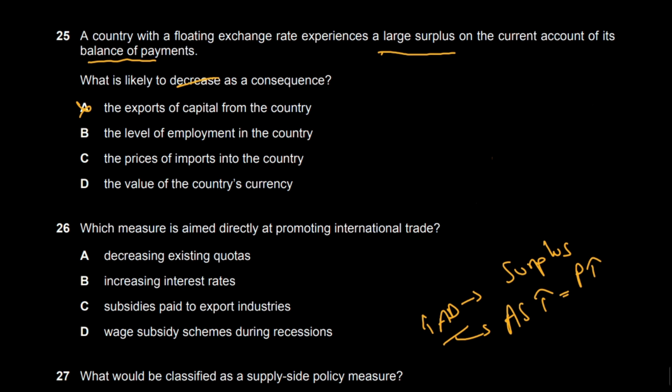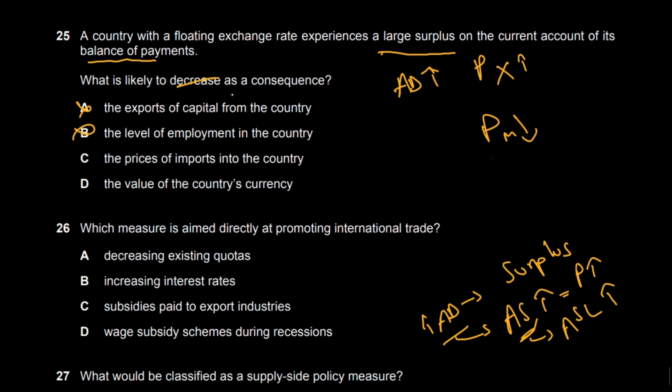B states the level of employment in the country. That too will not decrease, as an increase in our aggregate supply will lead to an increase in our demand for labor. Hence, B is incorrect. C states the prices of imports into the country. Exactly, because whenever we have a large surplus on our current account, it means that our aggregate demand is high, which means that our export prices will rise, while our import prices will fall.